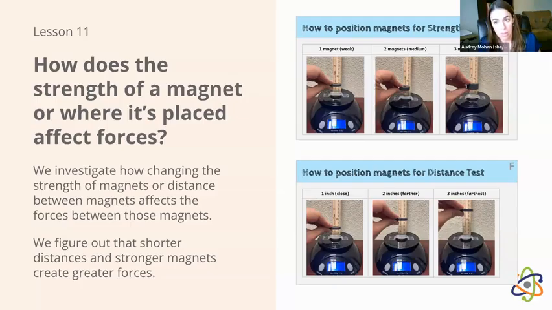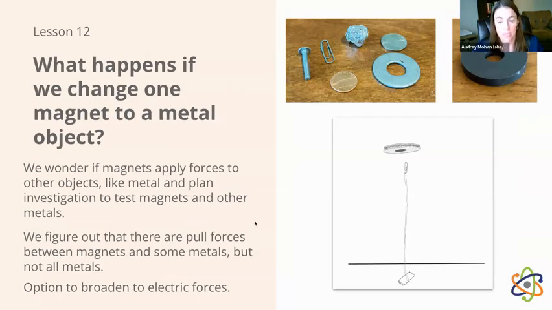Smaller magnets or weaker magnets have a weaker force, and the further they get away from each other, the force gets weaker. And so that gives them some ideas about the placement of the magnets to create a certain amount of force between the magnets. And then the final thing to test this Takis sculpture is to think about other materials used on the sculpture.